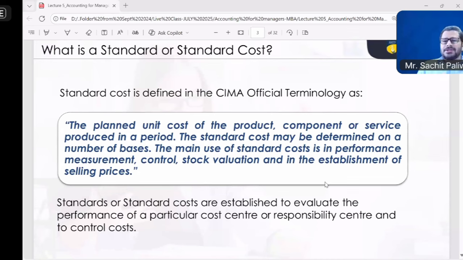In the same way in cost accounting, we follow this method where, before the production, before the activity, we decide what the cost should be, and then find out whether there is a difference. If yes, then the difference is positive or negative. Okay.